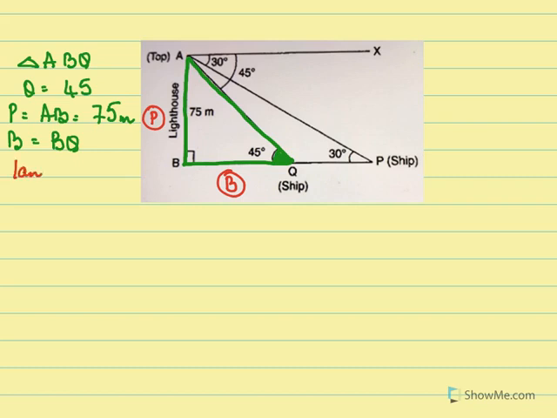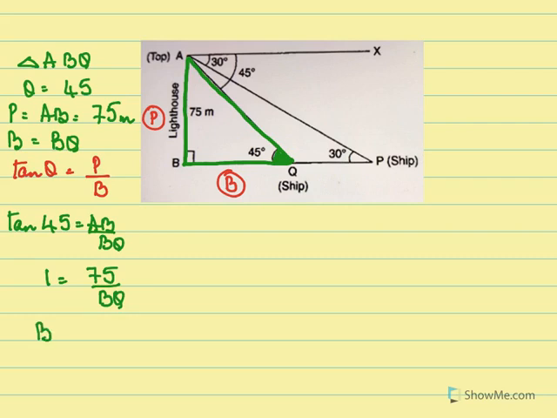We start with tan theta is perpendicular over base. So we have tan 45, perpendicular AB, base BQ. tan 45 is 1, so 1 equals 75 over BQ. So we have BQ equal to 75. Okay, so we've got one thing. Now let's get on to the next.